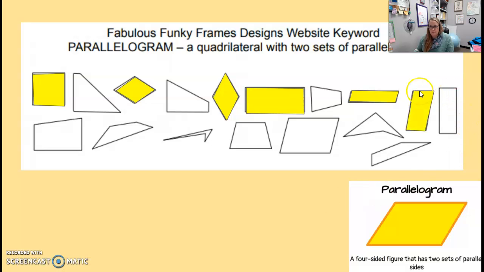Oh yeah, let's look at this one. Top and bottom are the same. These 2 sides are the same. That one's a parallelogram. Top and bottom are the same. This side and this side are the same. So that means it's a parallelogram. Do you see any more?